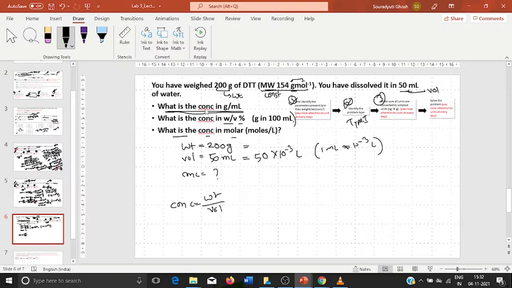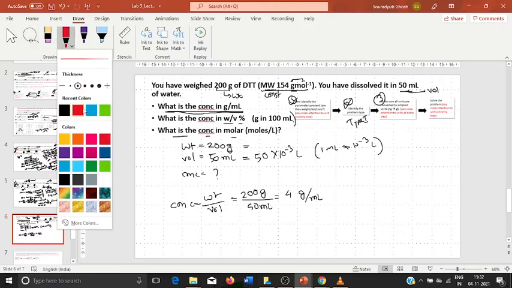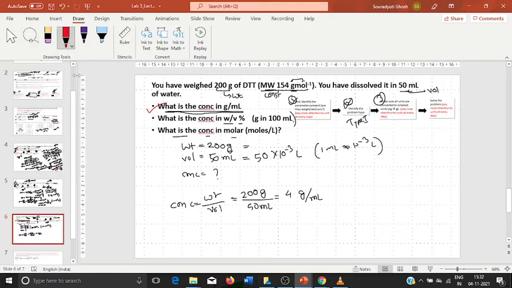Now, let's see what the first problem is asking for. First question, what is the concentration in gram per ml? The weight is already provided in gram and the volume is already provided in ml, so if we simply put everything here, we don't need to do any unit conversion, and that becomes 4 gram per ml, right? As simple as that. So the first one is solved.